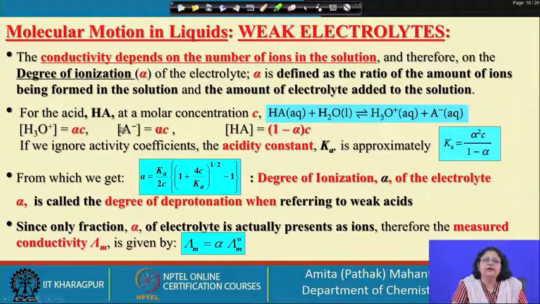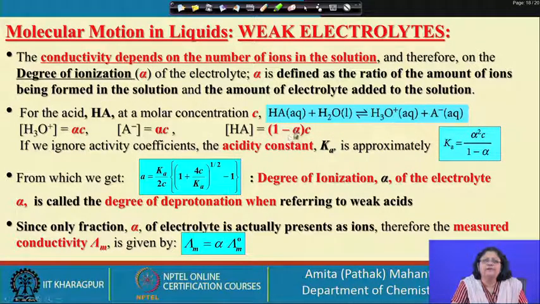So, suppose you have a weak electrolyte like acid HA. This is the reaction which we have. We have the hydronium ion plus A minus, which is generated, and we are trying to find out the equilibrium constant. We take the activity coefficients to be 1. Activity coefficient into concentration gives you the activity. So, instead of writing activity, we simplify by taking the activity coefficients to be 1 or ignoring it. So, we can take directly the molar concentration. Initially it was, suppose, C in the beginning.